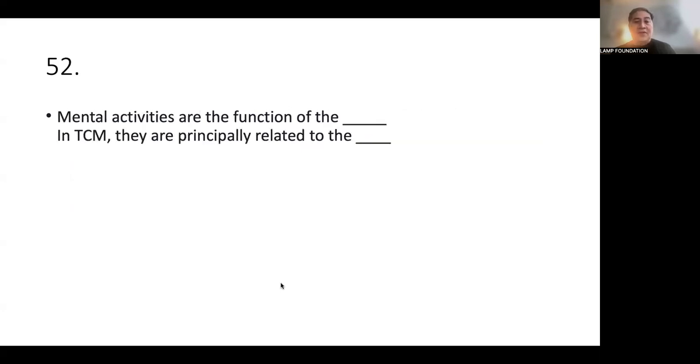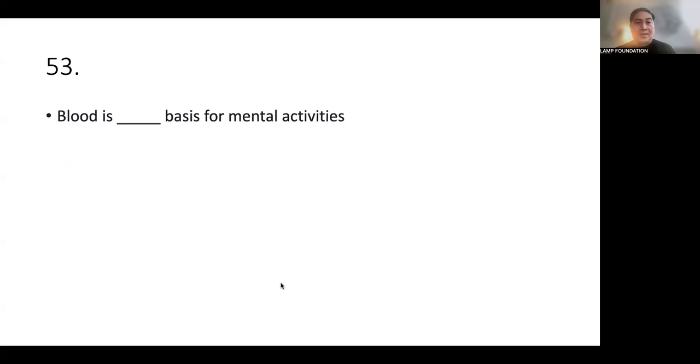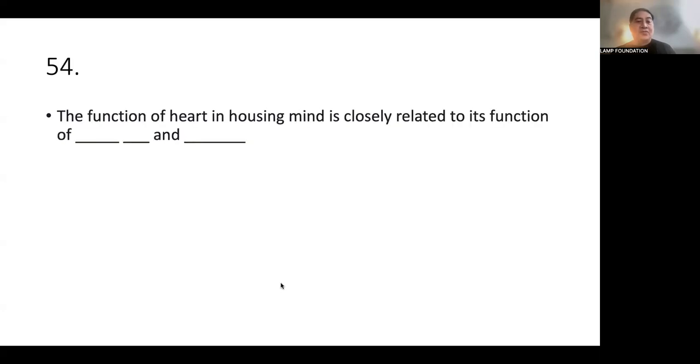Mental activities are the function of the blank. The brain. In TCM, they are principally related to the heart. Okay. Blood is the blank basis for mental activities. So blood is the material basis for the mental. The function of the heart in housing the mind is closely related to its function of blank and blank.